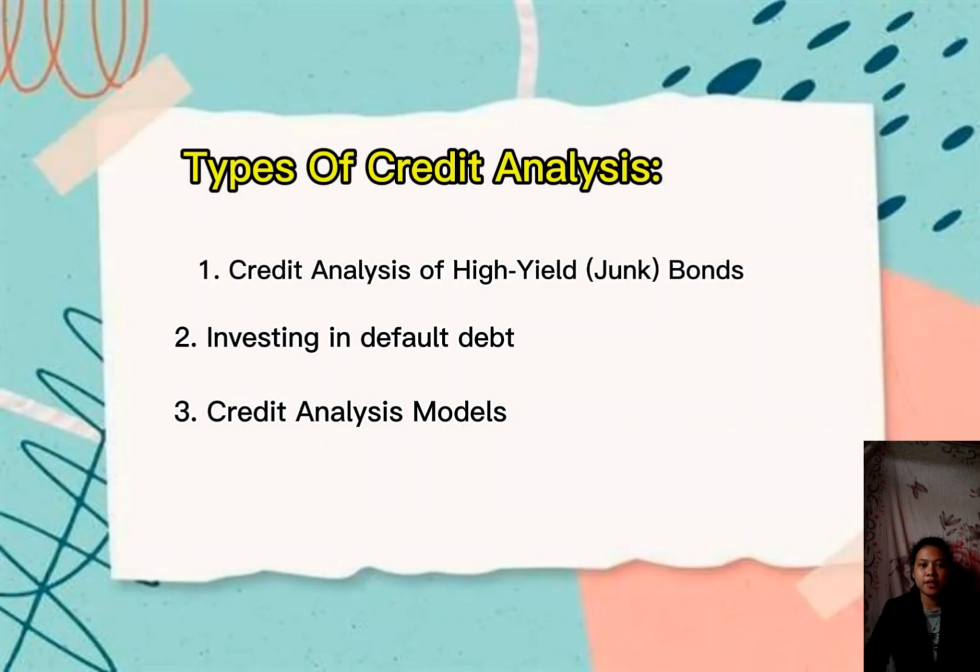Credit analysis models are tools used to evaluate the creditworthiness of a borrower or bond issuer. These models analyze financial data such as income, debt levels, cash flow, and other factors to assess the likelihood of default. The Altman Z-score model is a financial tool used to predict corporate bankruptcy.